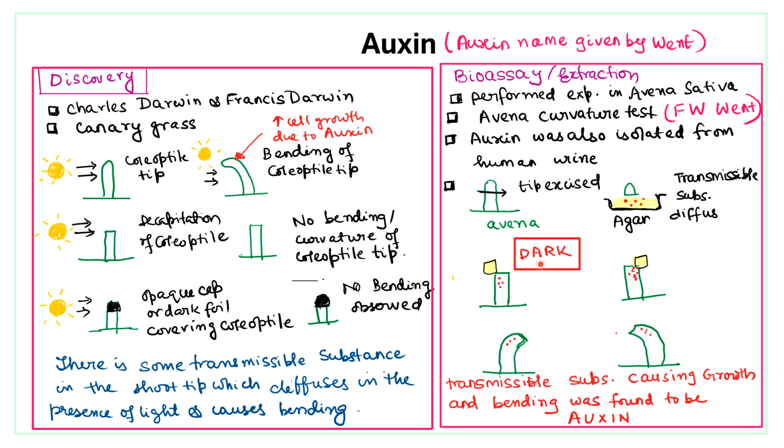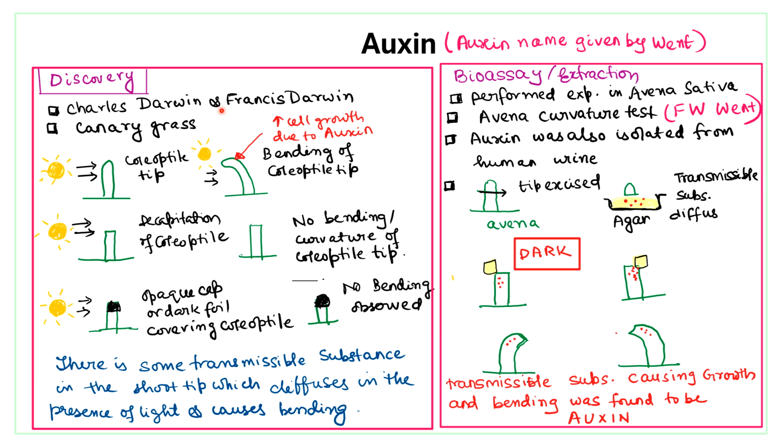Next, they took the dark condition and then they placed the agar block which has the transmissible substance on one side, and again they repeated the experiment and they placed the agar block on the opposite side, and bending was found in both the cases. Hence it was concluded that the transmissible substance causing growth and bending, when they tried to isolate it, it was found to be auxin, and so the name auxin was also given by F.W. Wendt.